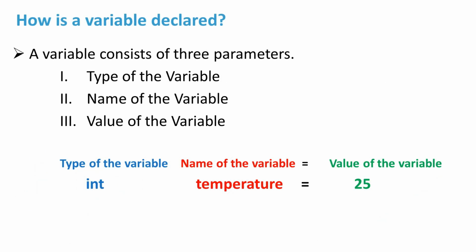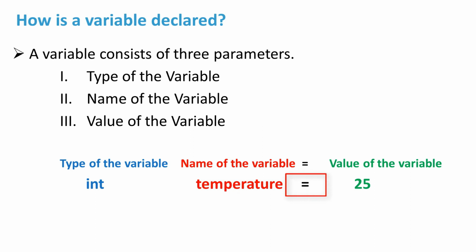A variable consists of 3 parameters: type of the variable, name of the variable, and value of the variable. Here, the int, which stands for integer, specifies the type of the variable. Variables are categorized into different types based on whether they contain integers, decimals, or textual expressions, as well as their capacity. After determining the type of the variable, it is necessary to give it a unique name in accordance with variable naming rules. The term temperature here is the name of our variable. When giving variable names, it is important to use letters from the English alphabet and avoid special characters.